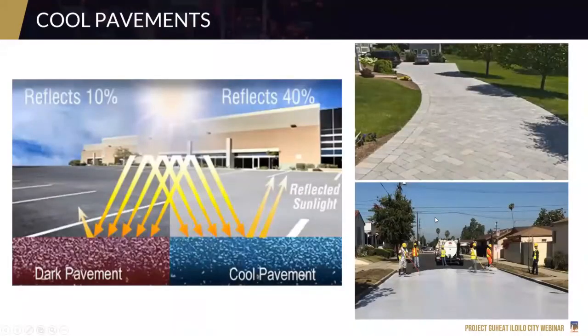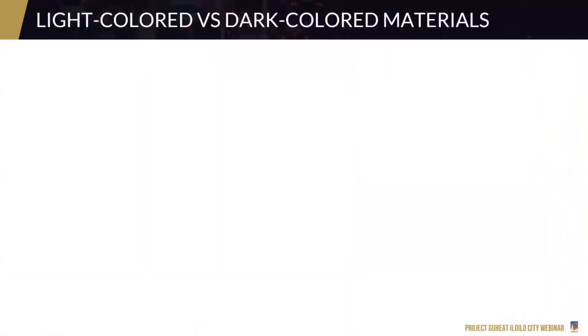Same with cool pavements. Dark pavements can reflect only up to 10% ng incoming solar radiation, while cool pavements can reflect up to 40% of incoming radiation or incoming sunlight. Now, how can we create cool buildings? Yung pinaka madali ay by using light-colored materials.